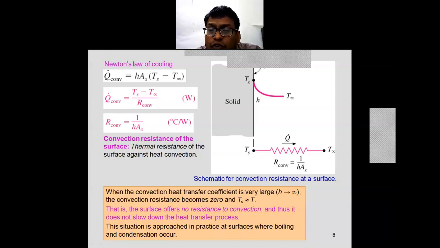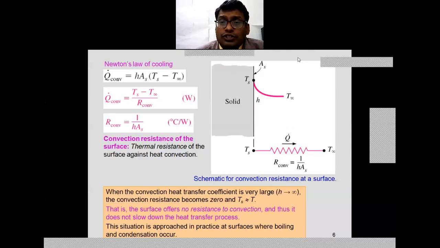When the convection heat transfer coefficient h is very large, h tending to infinity, the convection resistance becomes 0. Why? That is 1 upon infinity, that will become 0. So the surface offers no resistance to convection, and thus it does not slow down the heat transfer processes. This situation is approached in practice at the surfaces where boiling and condensation occur. So when you talk about convection, the boiling and condensation processes are more concerned.